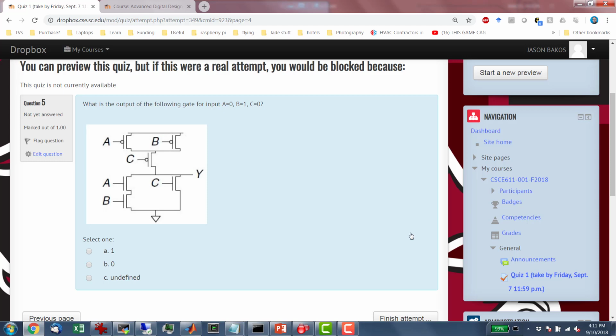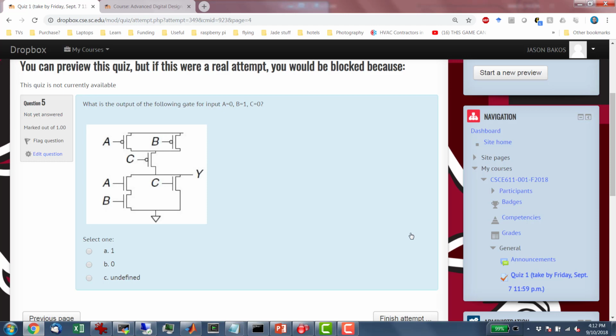If A and B are both 1, so all the rows of the truth table where A and B are both 1, it's going to turn both of these guys on, and it's going to create a path from Y to ground. It's going to pull Y down to ground. It's going to short the output with ground, so it's going to put out a 0. Make sense? So all the rows where A and B are 1, which there's only 2, right? These last 2, that's going to give me a 0 output because it's going to pull down.